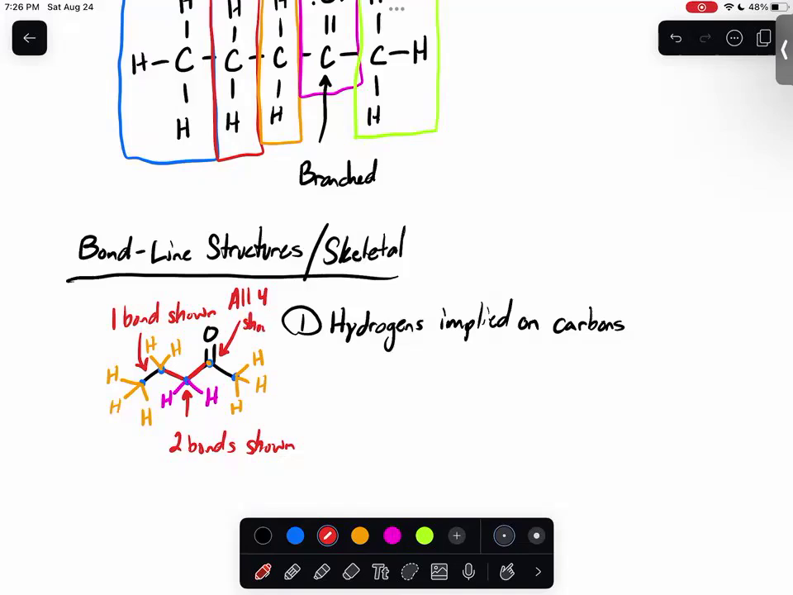So that's the first thing that we need to know about skeletal structure. All right, the second thing is that electrons are often implied.